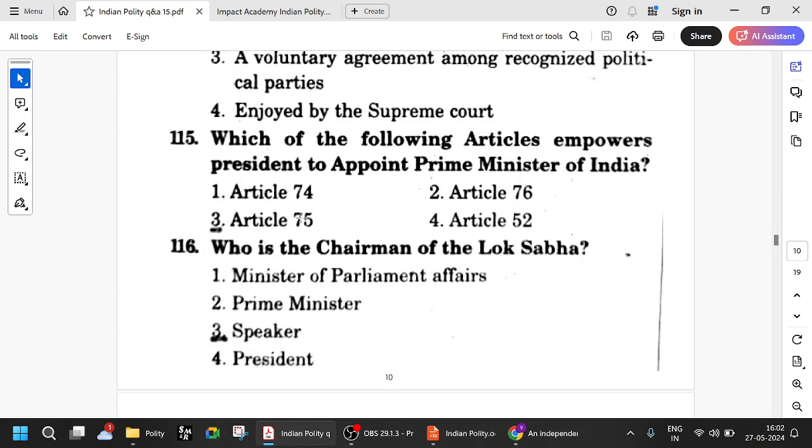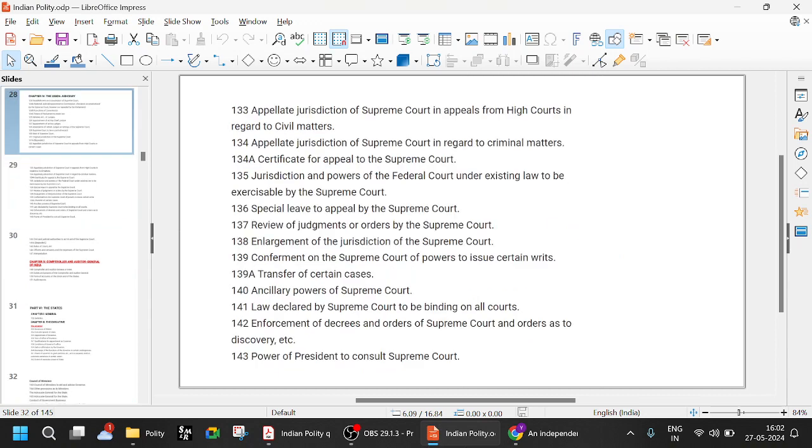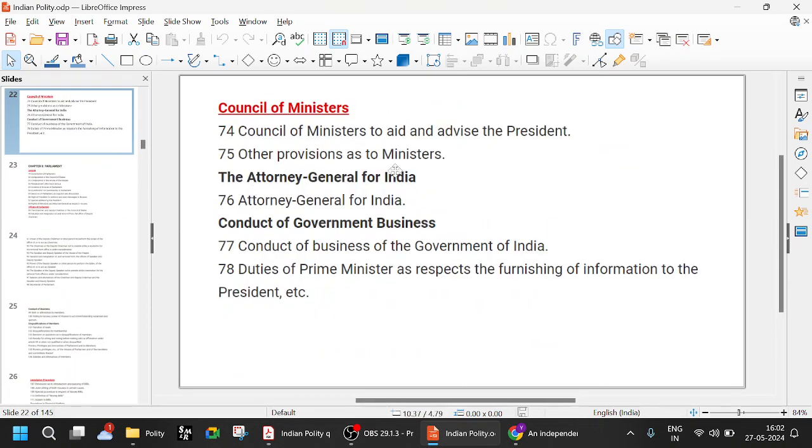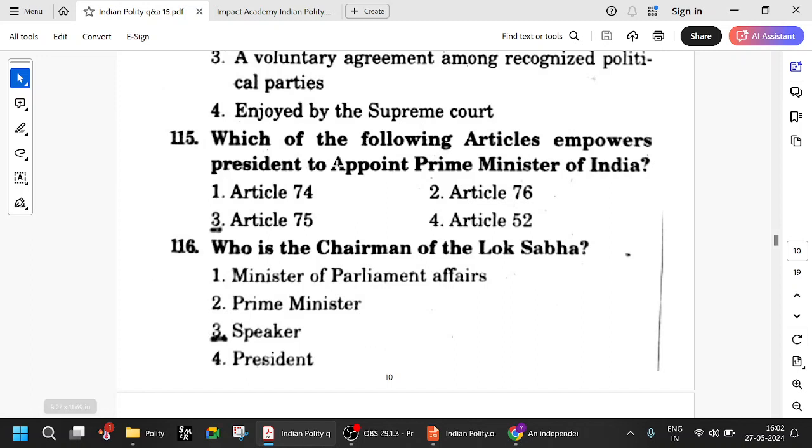Okay. So which of the following articles empowers the president to appoint the prime minister? Article 74, 75 we have seen, right? And specifically 52 is about the president, and 74 is about the council of ministers, and 75 also we have seen. 75 is other provisions as to ministers, and 74 is talking about the council of ministers to aid and advise the president. So specifically the prime minister will come in 75. So which of the following articles empowers the president to appoint the prime minister? 75.